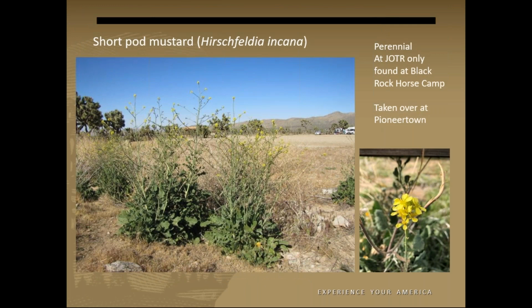The last mustard that we have is short pod mustard. Now this one is different than the others because it's a perennial, and we only have it growing in the park in one location, and that's at Black Rock Horse Camp. And we've been actively treating this infestation with herbicide. We are now down to about 50 plants that are coming up, and I think hopefully this year or by next year, we will have eradicated short pod mustard from the park.